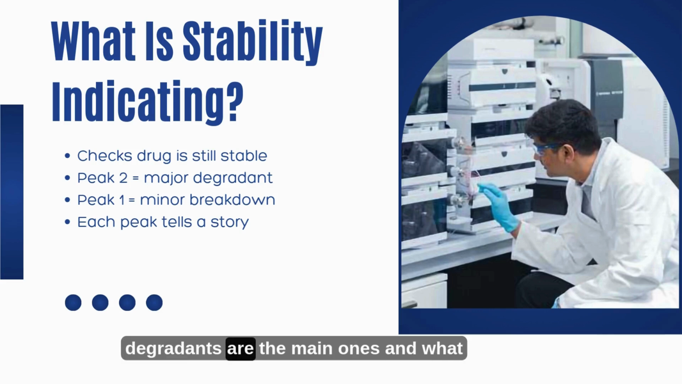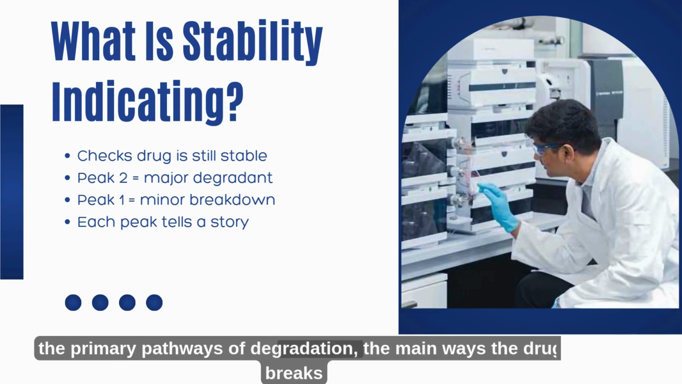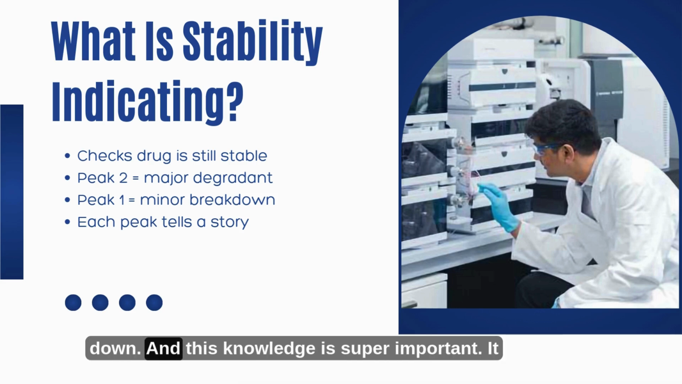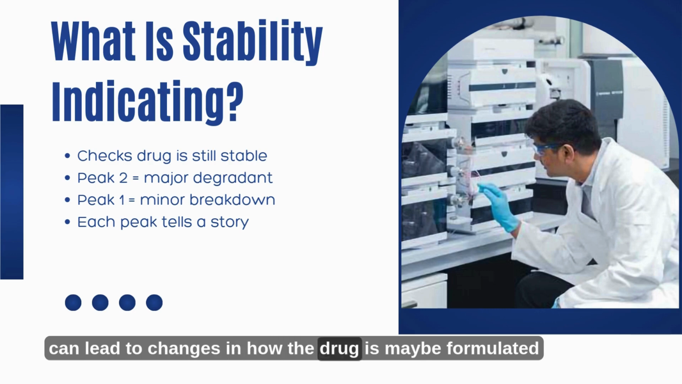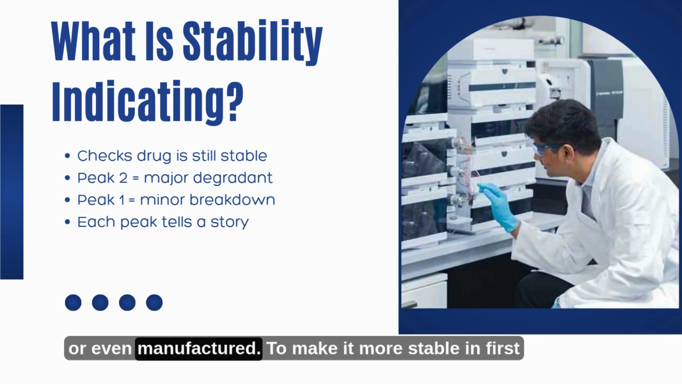Knowing which degradants are the main ones and in what amounts they form helps scientists understand the primary pathways of degradation, the main ways the drug breaks down. And this knowledge is super important. It can lead to changes in how the drug is maybe formulated or even manufactured to make it more stable in the first place. Okay.